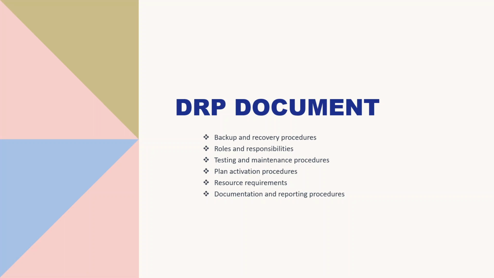Plan activation procedure. This section should outline the procedures for activating the DRP in the event of a disaster. It should specify who has the authority to activate the plan and when it should be activated. Resource requirements. The DRP should specify the resources that will be required to respond to a disaster. This includes personnel, equipment, and facilities. Documentation and reporting procedures. This section should outline the procedure for documenting the disaster response and recovery process and reporting back to the management and stakeholders.